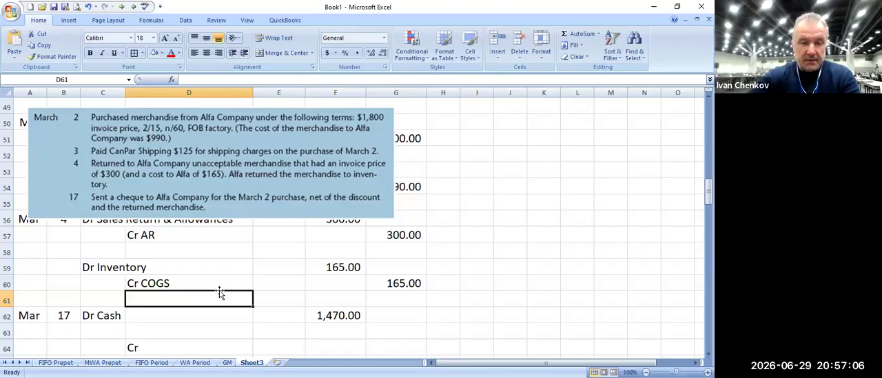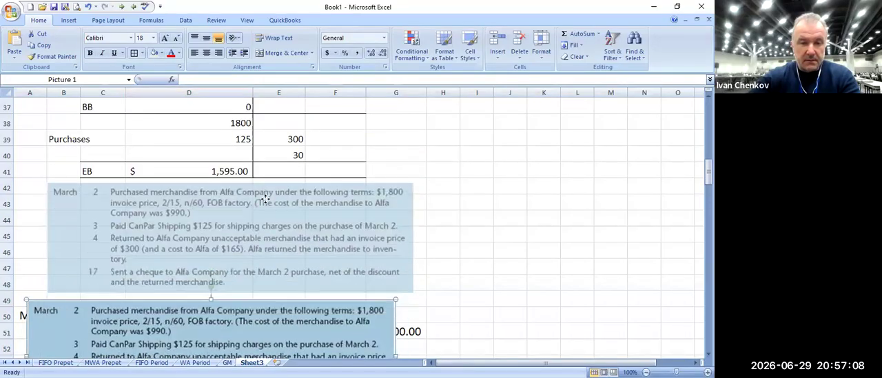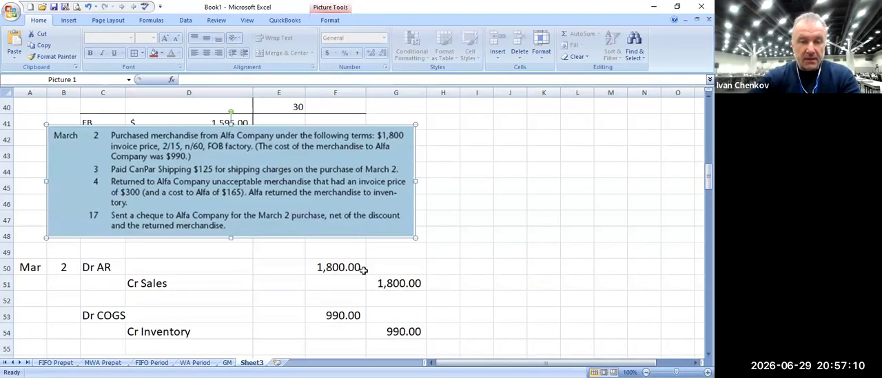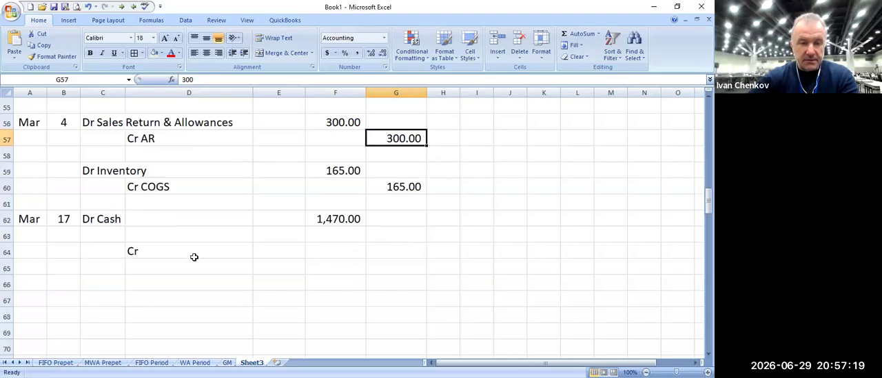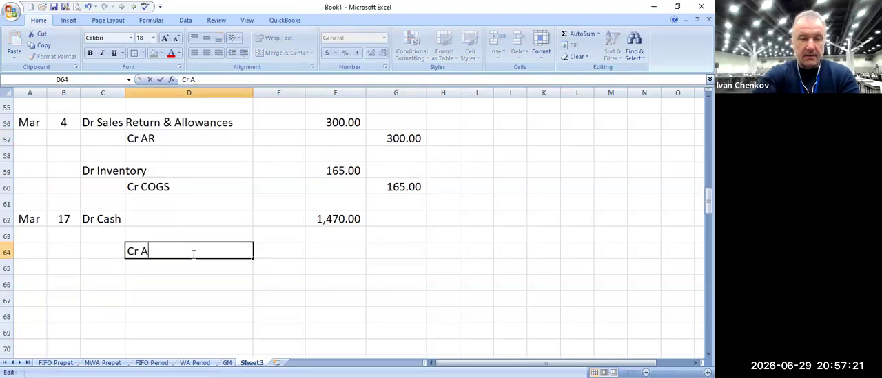Now, as you remember, the client has to pay us $1,800. We gave him a return for $300. So we reduce the accounts receivable. So the accounts receivable that we have to close here are for $1,500.